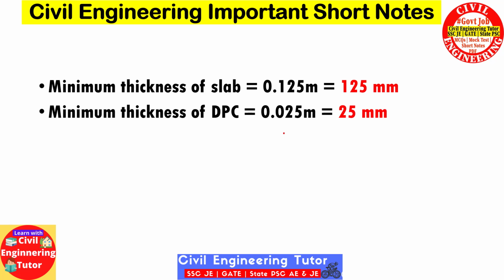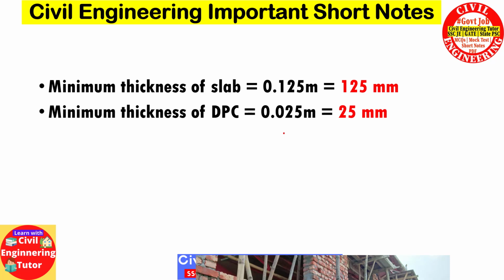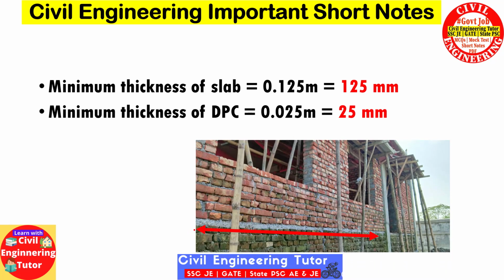Now what is DPC? DPC is basically damp proof course, that is a layer of PCC to prevent dampness in the superstructure, so that absorbed water below the DPC cannot travel above the DPC layer. In this picture you can see this is the DPC layer. And one thing you can clearly see from this figure is that the brick layer below this DPC is wet, whereas the brick above DPC is dry.